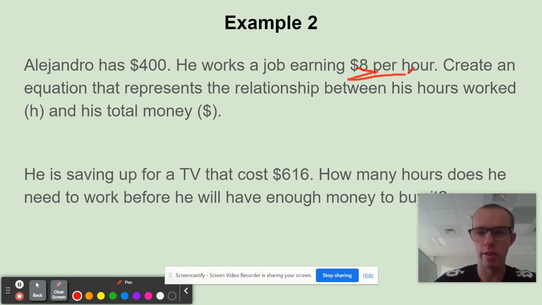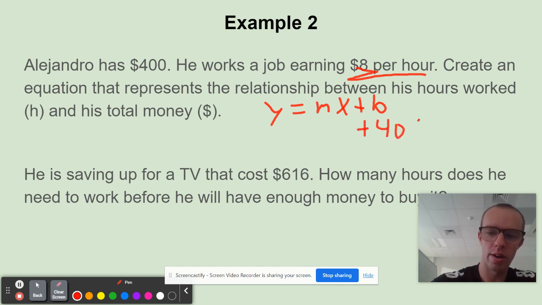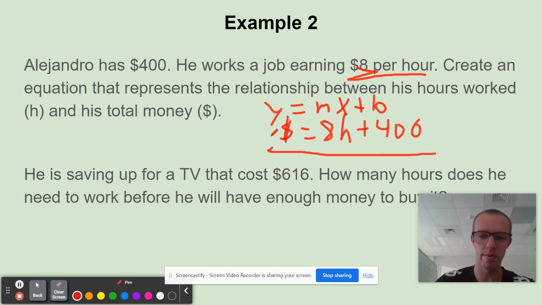Wages are usually a linear function. You usually make the same amount every hour. So I'm going to do y equals mx plus b. I know we begin at $400 because Alejandro already has $400. Every hour he works, he makes $8, and this is all equal to his total money. So we have an equation that represents how much money Alejandro has, right?